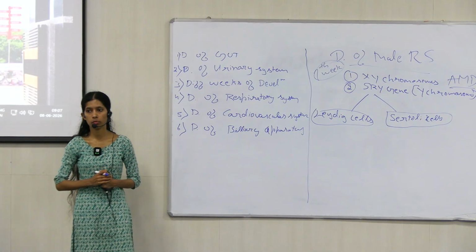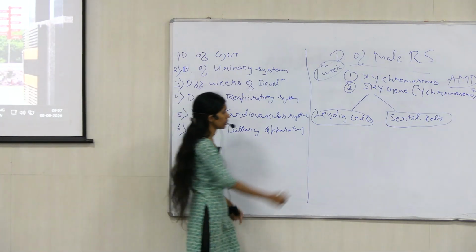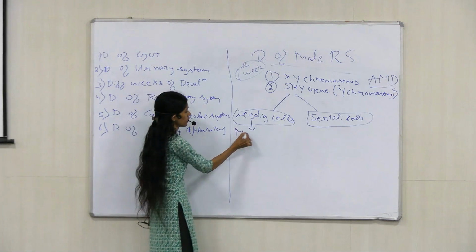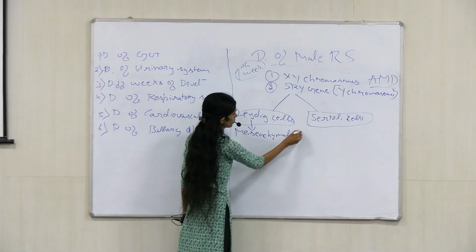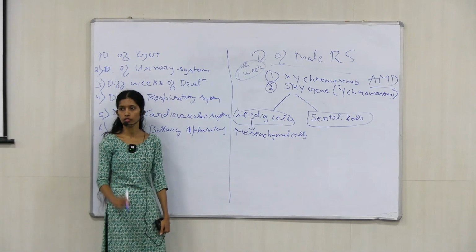Anything else? These Leydig cells are mainly derived from the mesenchymal cells. They are derived from mesenchymal cells, and they are mainly responsible for the production of testosterone.